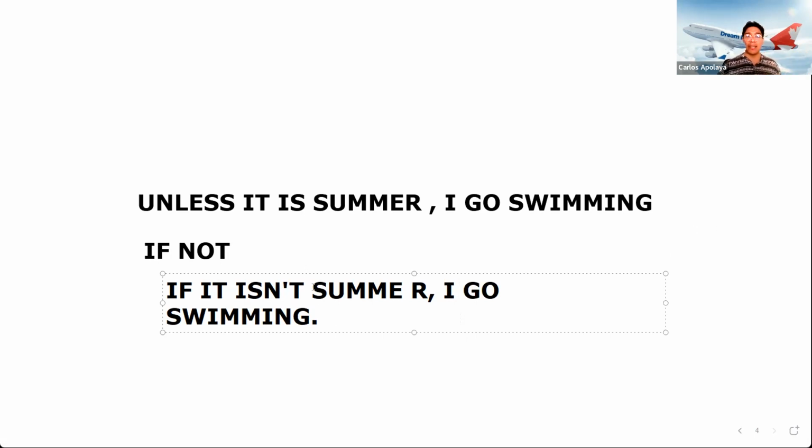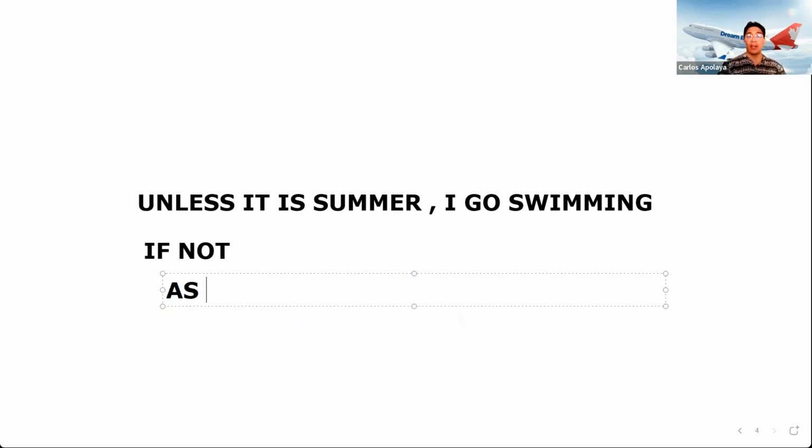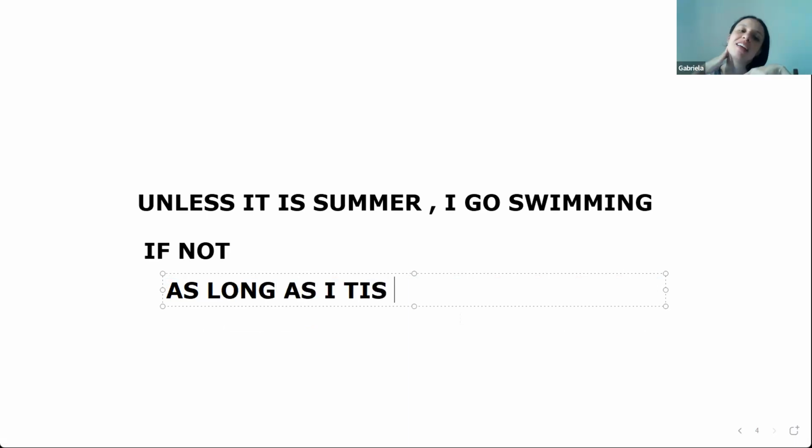Ajá. ¿Qué tendrías que decir? Cuando es verano, o tienes que decir as long as, siempre y cuando. Si no, it is, unless it is winter, I go swim. Unless it is winter. Si no es winter, voy a nadar. Okay. Unless it is winter, I go swimming. Oh, I go swimming unless it is winter. You see? Okay. Next question.